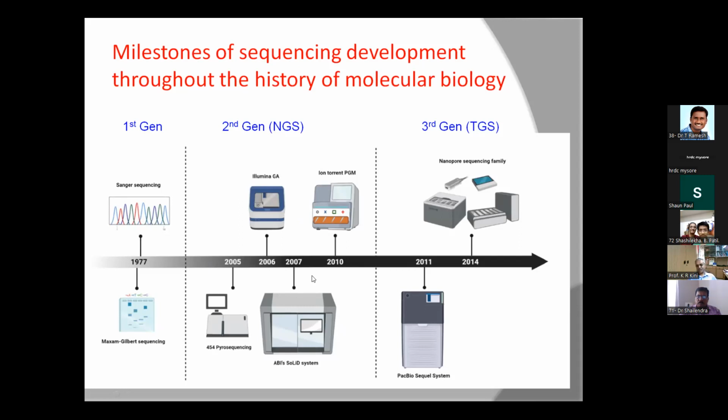Then after 2010 onwards, there was development of a newer technology called the third generation technology, or TGS, third generation sequencing. Here we have single molecule sequencing from PacBio, SMRT sequencing, and then you have the nanopore sequencing. So broadly, we can classify them as first generation, second generation, and third generation. We'll briefly look at these technologies.